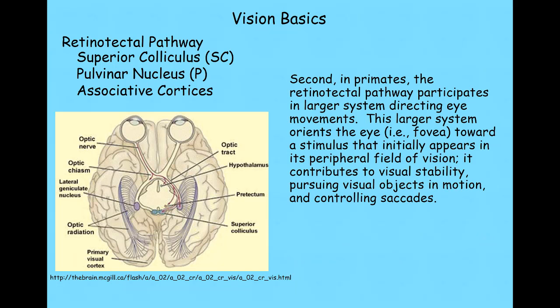Now, the second general function is more specific to primates. In primates, the retinotectal pathway participates in a larger system directing eye movements. This larger system orients the eye toward a stimulus that initially appears in its peripheral visual field. It contributes to visual stability, pursuing visual objects in motion, and controlling saccades.